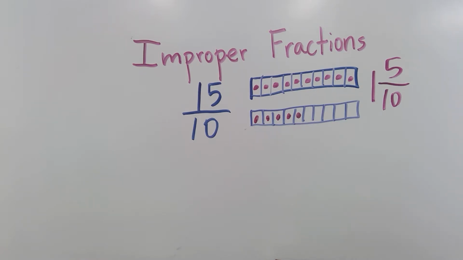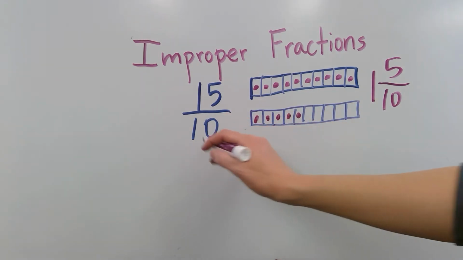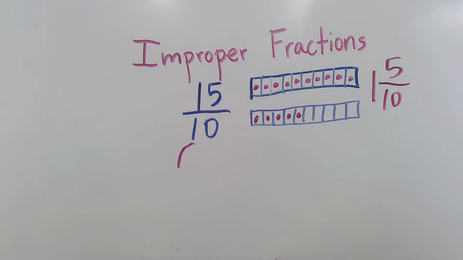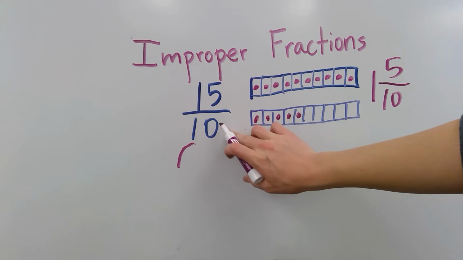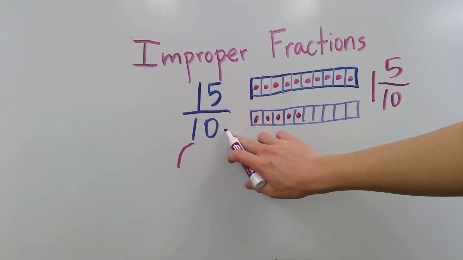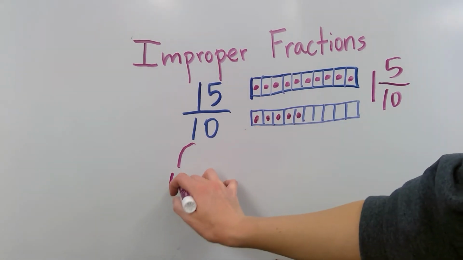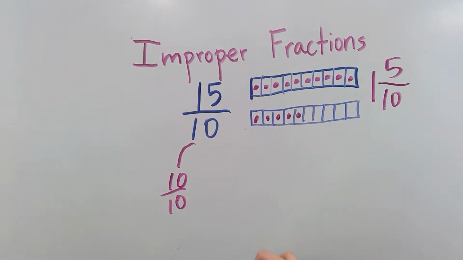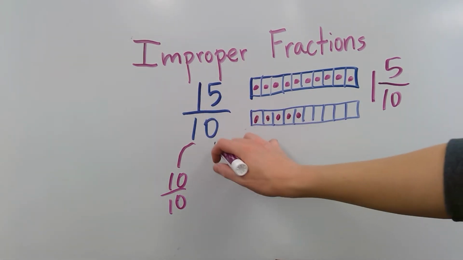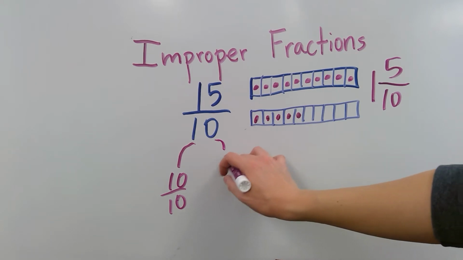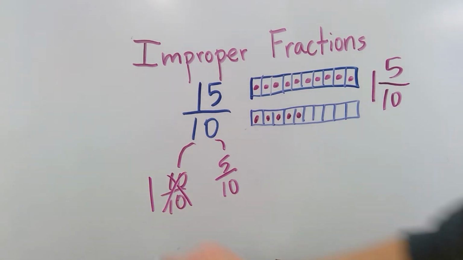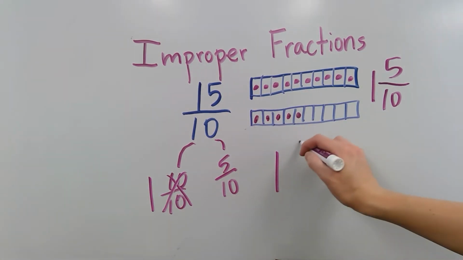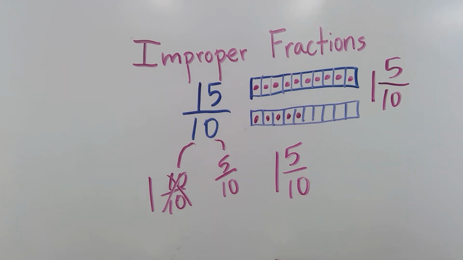Another way that I like to change improper fractions to mixed numbers, I like to pull out 1 whole. So 1 whole is, if it takes 10 pieces to make the whole thing, 1 whole would be 10 tenths. And if I took 10 tenths out of 15 tenths, then I would have 5 tenths left over. Well, 10 tenths is the same thing as 1 whole, so 15 tenths is really 1 and 5/10.